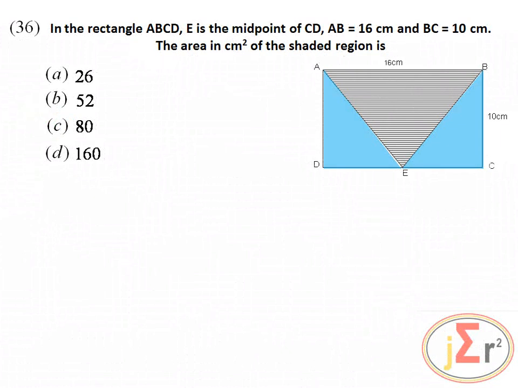In the rectangle ABCD, E is the midpoint of CD. AB is 16 centimeters and BC is 10 centimeters. The area in centimeters squared of the shaded region is, no doubt, E is the midpoint of DC. Not that it matters, because it does not matter. And we have AB is 16 centimeters. This one is 10 centimeters.